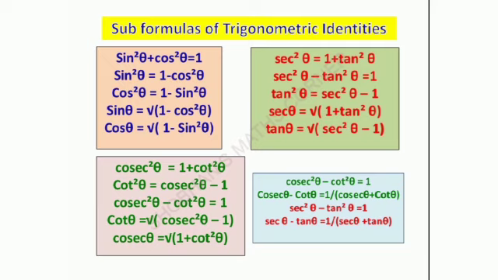Now the third identity: cosecant square theta is equal to 1 plus cot square theta. By rearranging, cot square theta is equal to cosecant square minus 1, and cosecant square minus cot square is equal to 1. So now if you take the square root on both sides, cot theta is equal to under root cosecant square minus 1, and cosec is equal to under root 1 plus cot square.